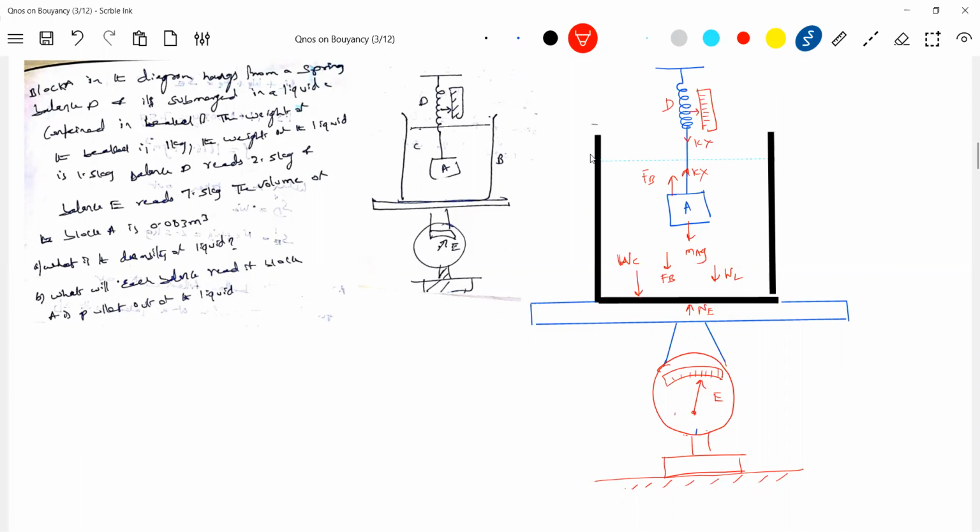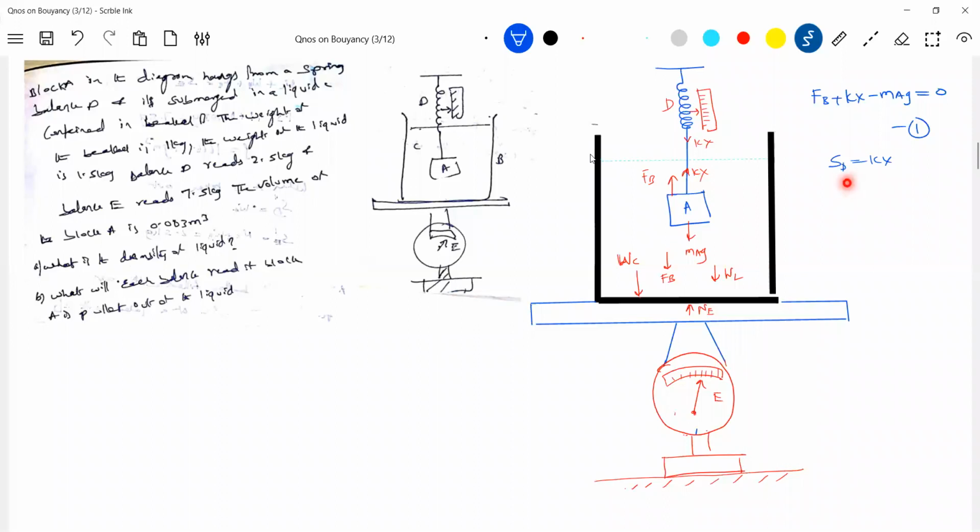Okay, let's write the equations. Let's first come to the block. So on the block, what are the forces that are acting on the block? This is equation 1. Then what is the spring balance reading? Spring balance reading SD should be equal to Kx.